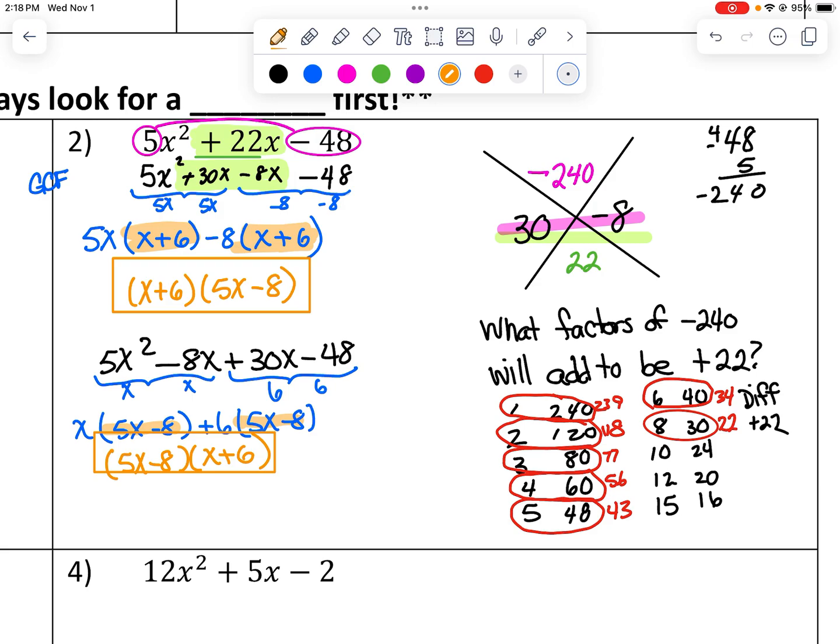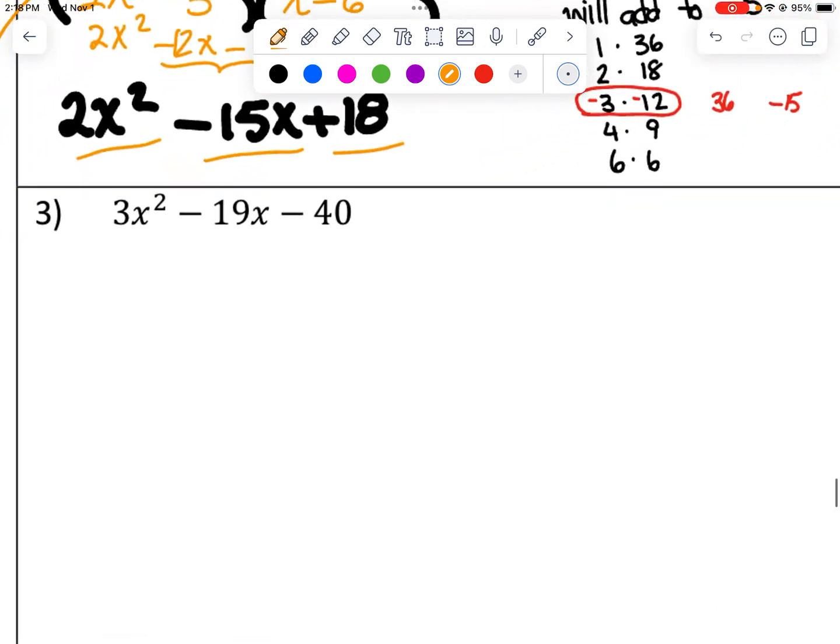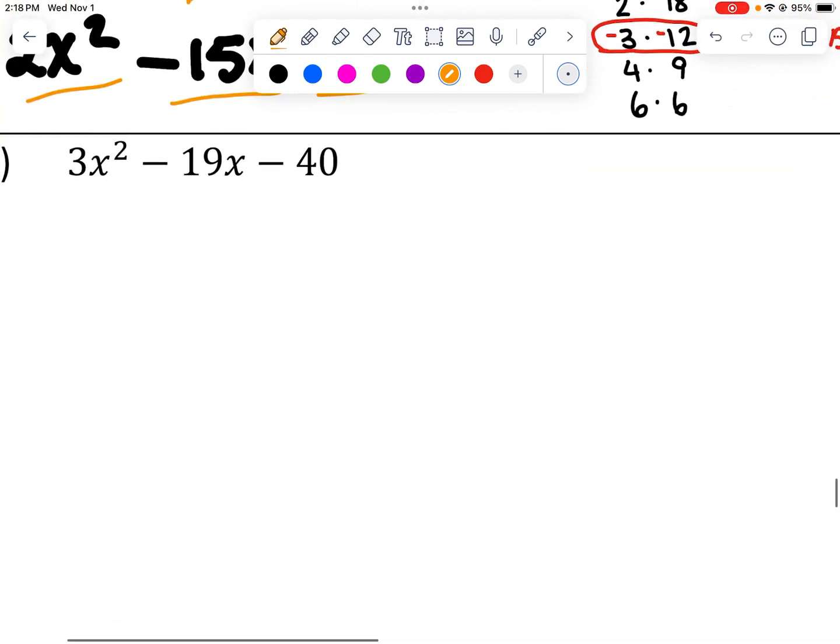Okay? Super cool? Fabuloso. Okay, so let's come here. There is no greatest common factor. 3, negative 19, and negative 40 have nothing in common other than the number 1. So the greatest common factor is 1, so we don't even worry about that. There is a number in front. So as soon as we notice there is a leading coefficient, we're going to write 3x squared minus 40.